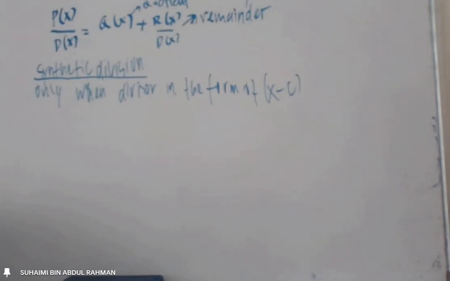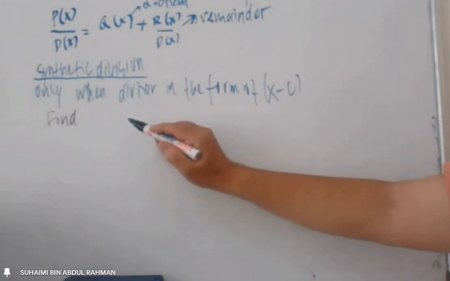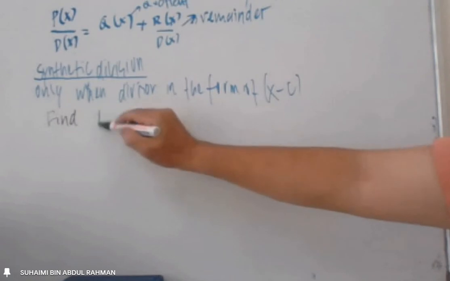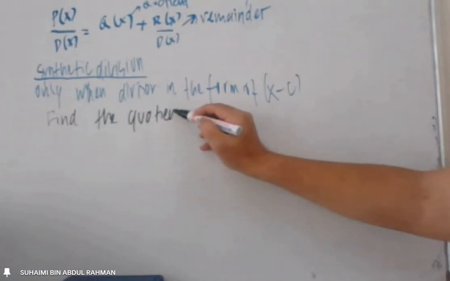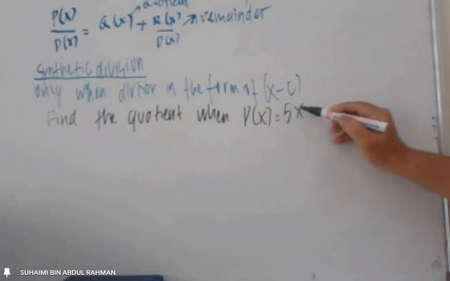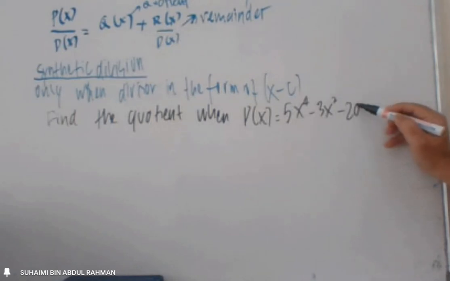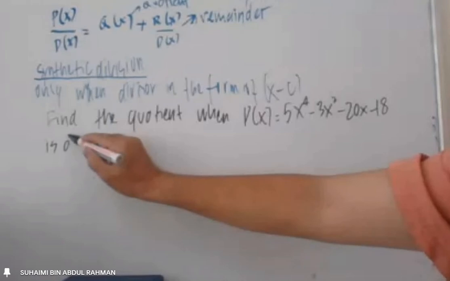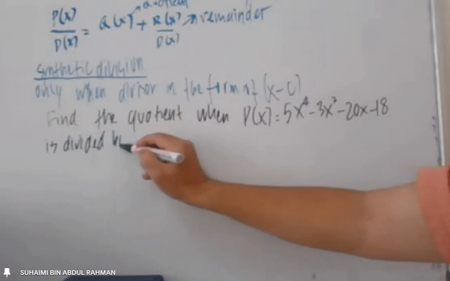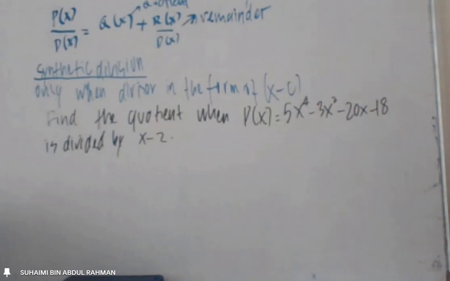For instance, find the quotient when the polynomial p(x), which is 5x to the power of 4 minus 3x squared minus 20x minus 18, is divided by x minus 2. We divide by x minus 2.